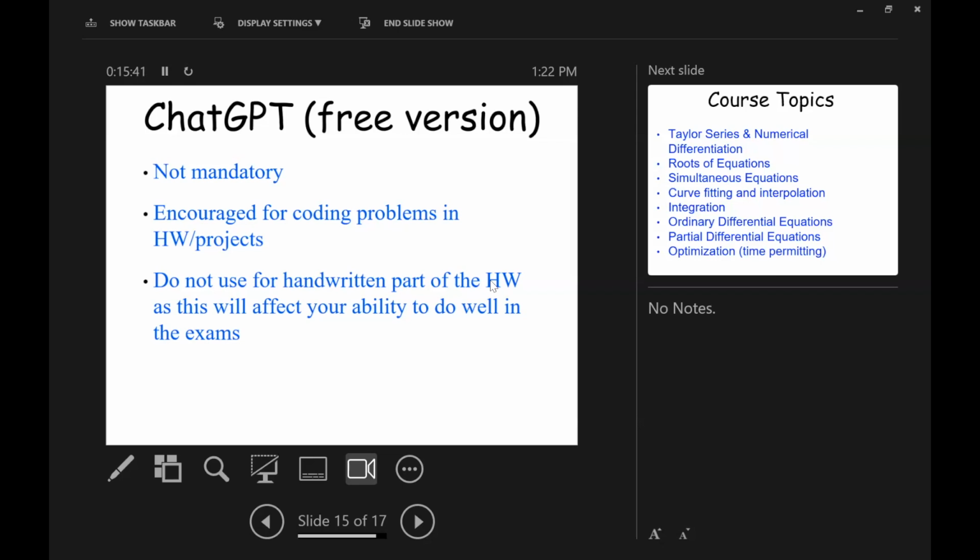What I really want you to use ChatGPT for is coding, okay? There will be coding questions, use that. Feel free to use ChatGPT in your project. A project will be a coding project, right? So the last bullet point is important. Do not use it for the handwritten part, because it'll affect your ability to do well in the course, but use it for coding. Okay, so the first assignment which I assigned you is all coding. You should start using ChatGPT for it. That's fine. If you don't want to use ChatGPT, code it yourself, that's fine too.